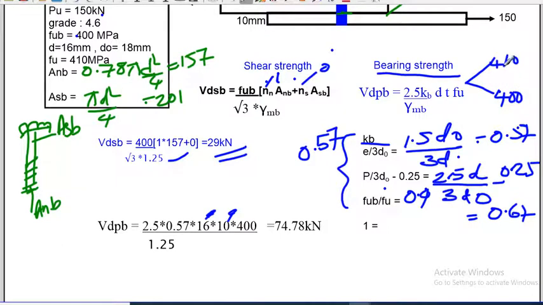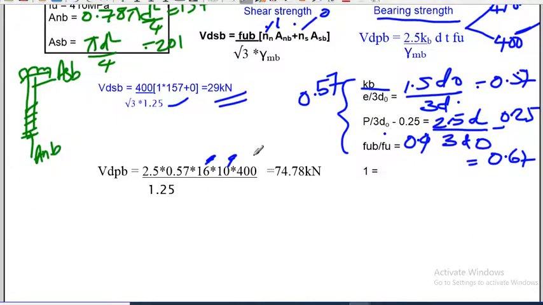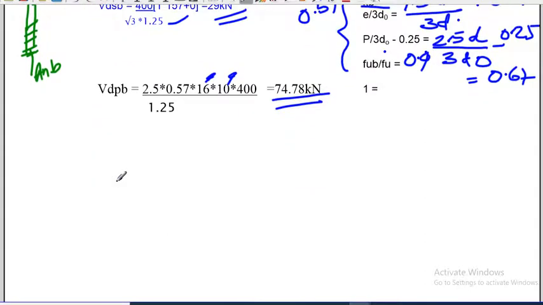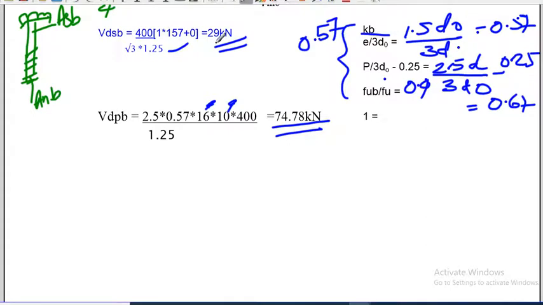So since you are finding out the bearing strength of the bolt, you take the least one, because either the plate may bear or the bolt may bear. So which is the least, that one you take. So 400 is the least, so that you take. So ultimately you will get 74.78. Okay, so your shear strength is 29 and the bearing strength is 74.